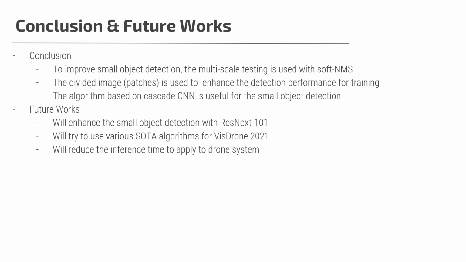The Drone 2020 algorithm used a multi-scale testing approach with soft NMS to improve the object detection performance. The split image is used for the training, and I found that the algorithm based on Cascade RCNN is useful for small object detection. To improve the performance of detection, I will try to use ResNeSt 101 and try various sort algorithms. Finally, I hope to reduce the inference time to apply to the real drone system. Thank you.